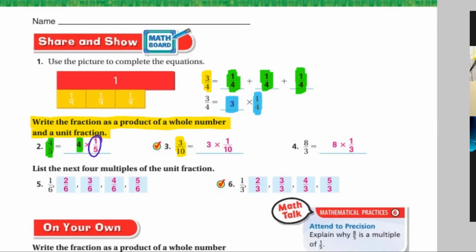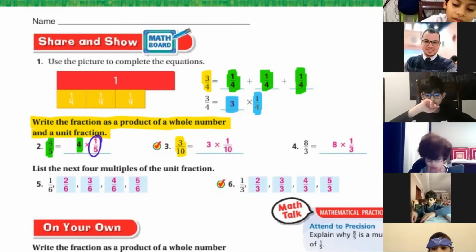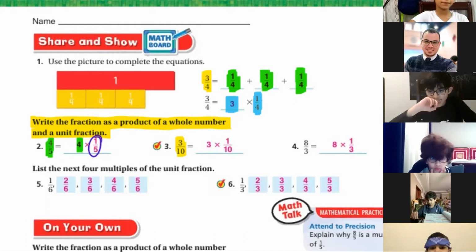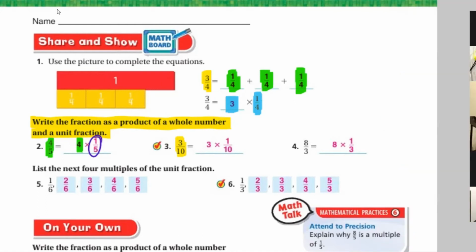Okay, it seems like Ali needs help. Okay, Ahmed Shamasi, can you help Ali? Yes. Okay, so how can we write it?